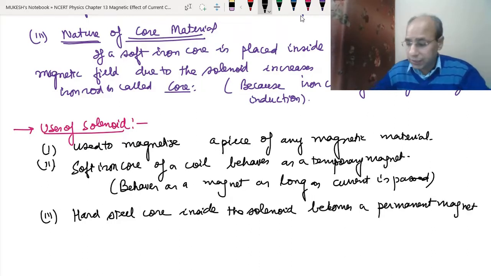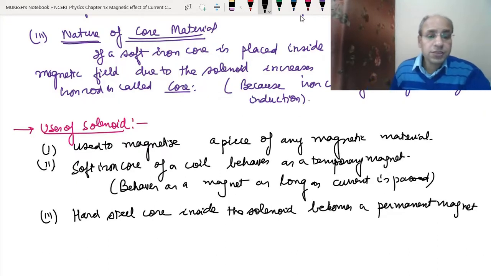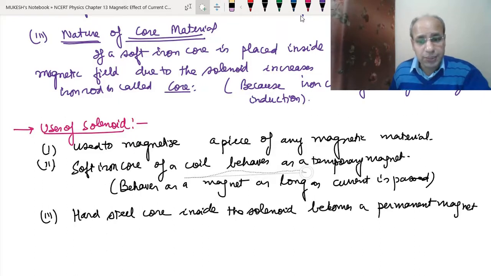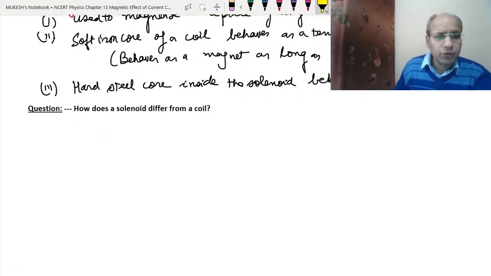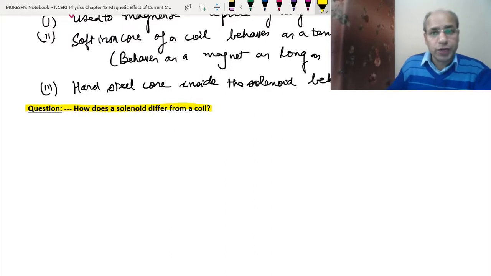So let's repeat the uses. First, it is used to magnetize a piece of any magnetic material. Second, the soft iron core of the coil behaves as a temporary magnet, and the hard steel core inside the solenoid becomes a permanent magnet. Now we have one question: how does a solenoid differ from a coil? We have learned both now.